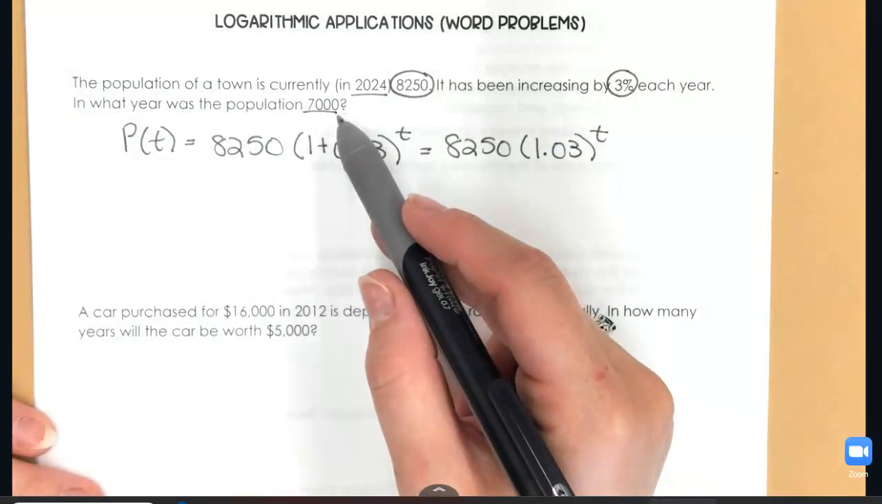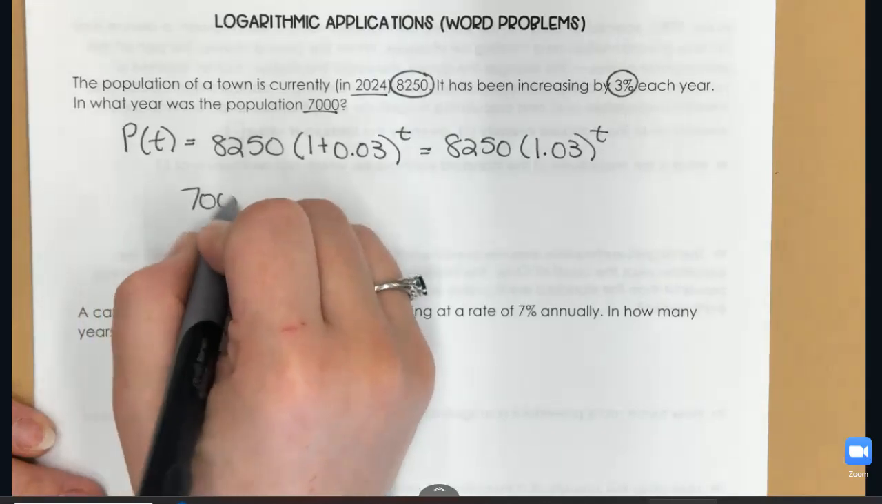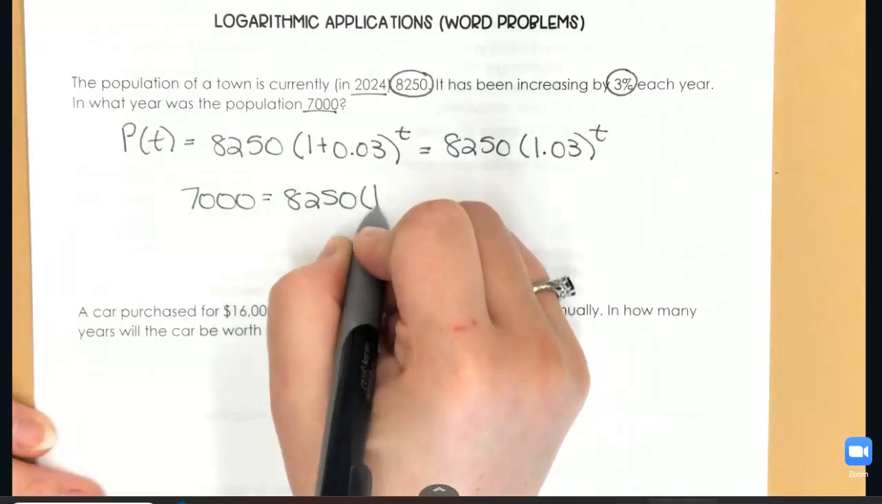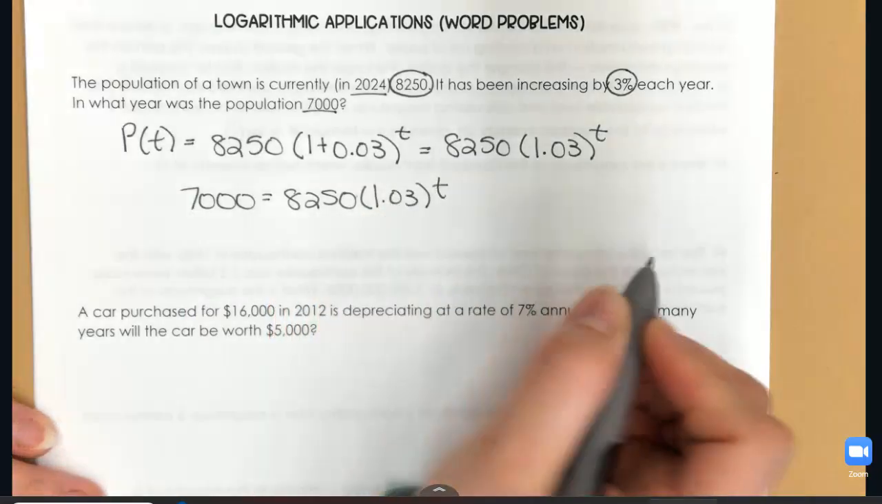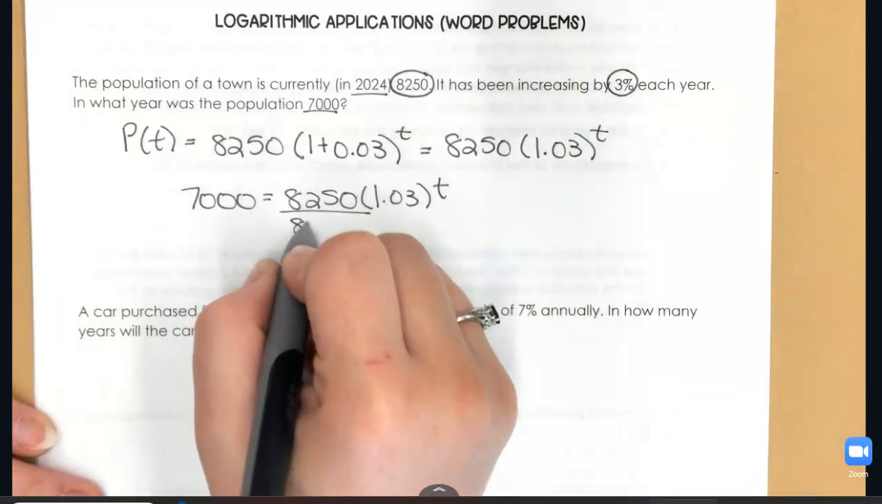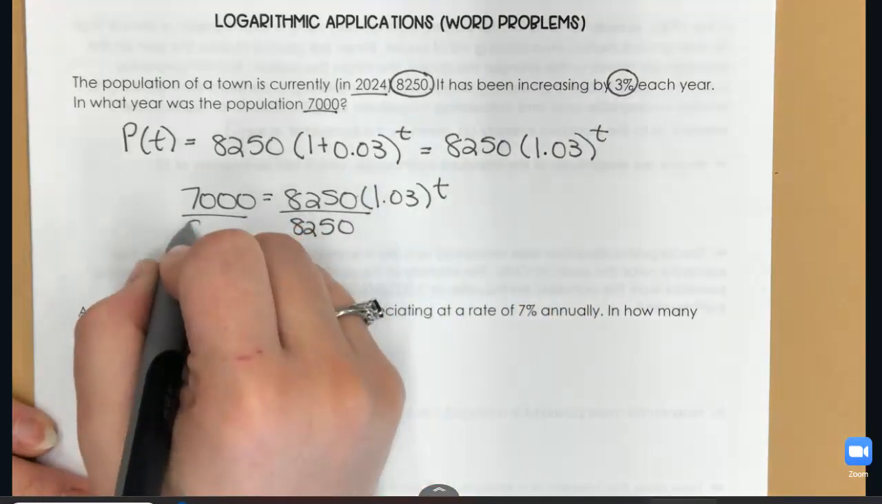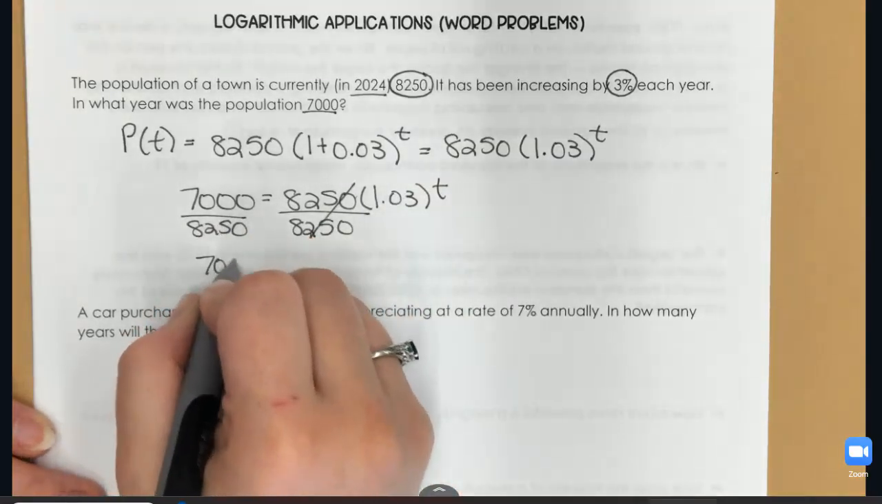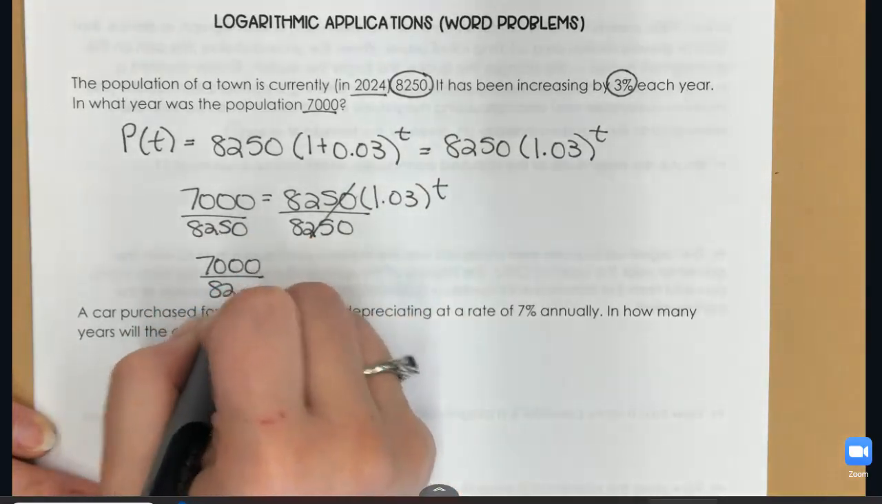In order to find when the population was 7,000, I'm going to set this equal to 7,000 and solve for t, time. So in order to do that, I first need to isolate my base, 1.03. So that means I need to divide 8,250 on both sides. This will not divide evenly, so I'm going to keep it as a fraction.